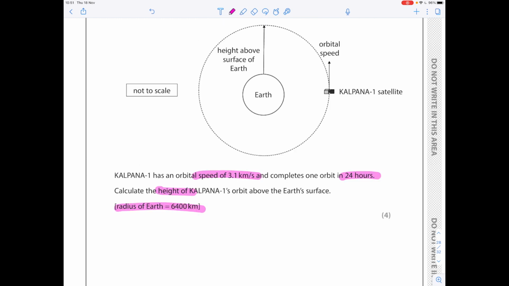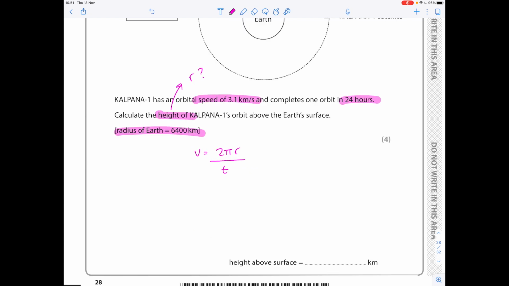So effectively, we need to use this equation, which is for calculating orbital speed, because we're after r, the orbital radius. Just checking our units, cool. Our kilometers are fine, so we can keep 3.1 in kilometers. So 3.1 equals 2 pi r, which is what we're after, over the time period.